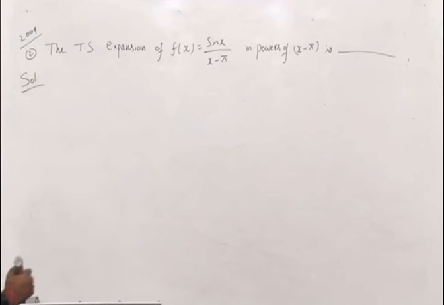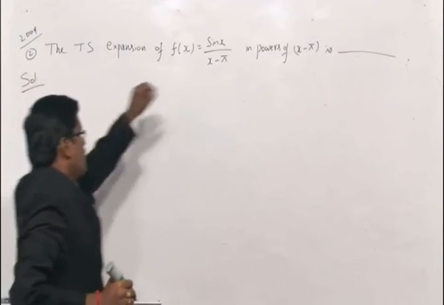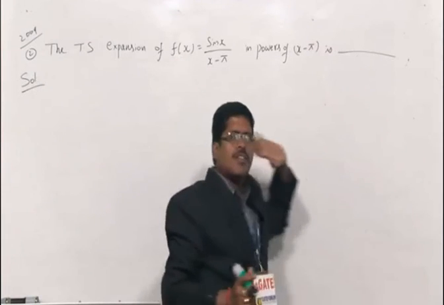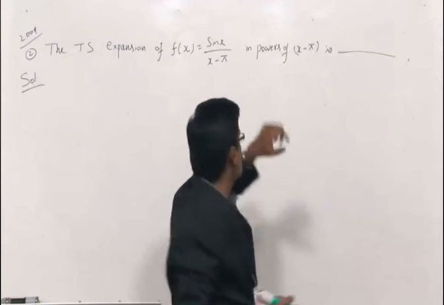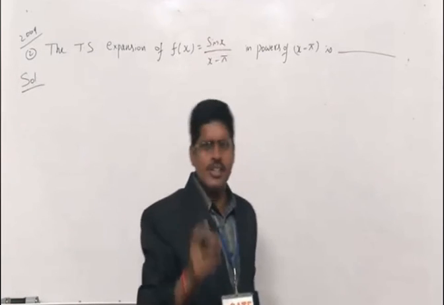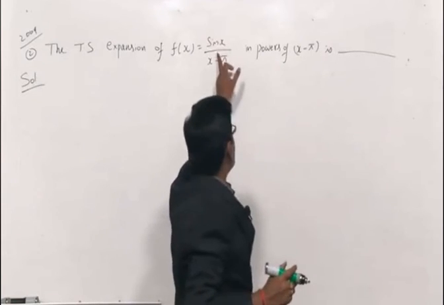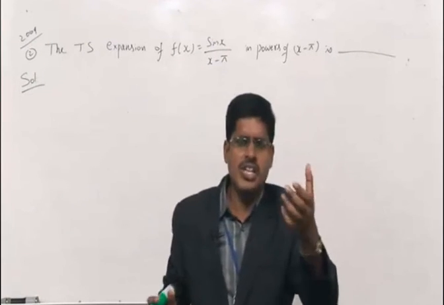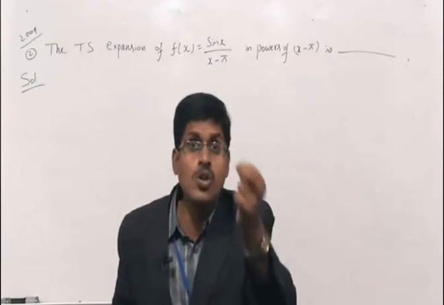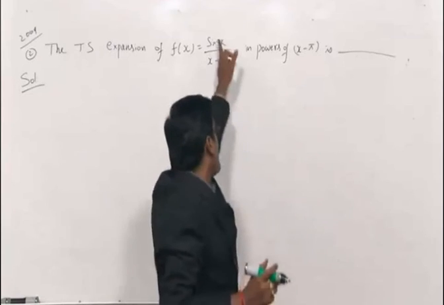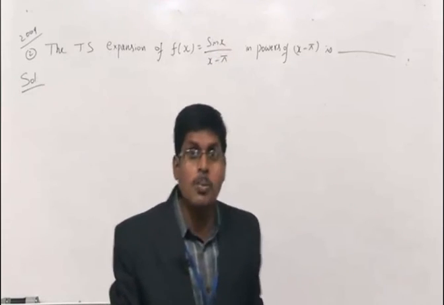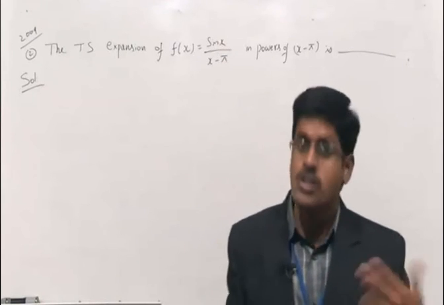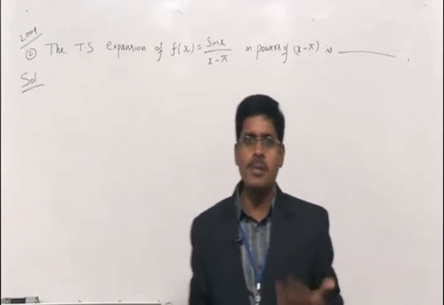Solution. If you go by the previous method, f dash x, f double dash x, at least 2 or 3 derivatives, depending on the options, every time you need to use the u by v rule. And if you substitute a is equal to pi, since it is in powers of x minus a, comparing with the definition gives a is equal to pi, the first term itself gives 0 by 0, then everywhere you need to apply L'Hospital rule. So it becomes complicated, the problem becomes laborious.